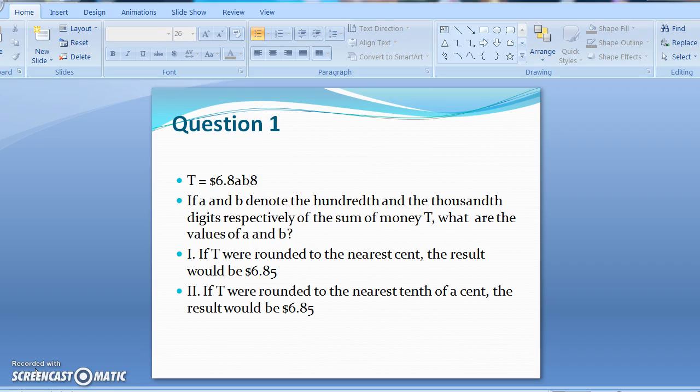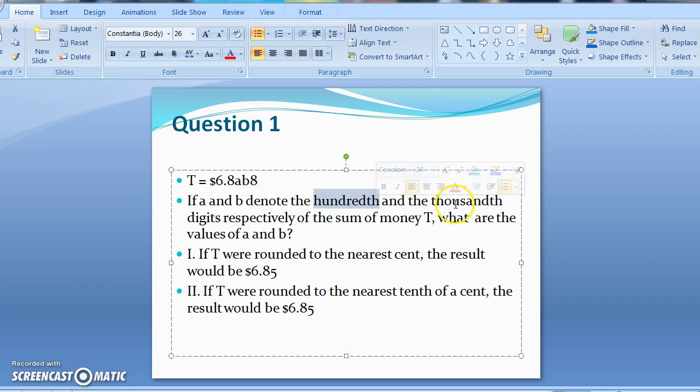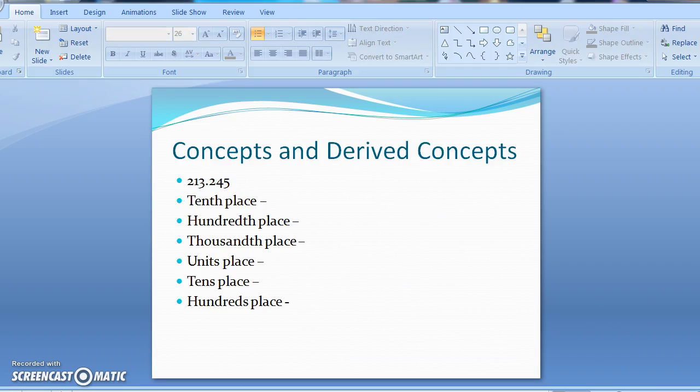Great. So now as you have seen, there are a lot of concepts involved in this question. You've got to know what is this hundredth digit, what is a thousandth digit, right? We've got to know what does this mean, rounding to the nearest cent. We've got to know what does rounding to the nearest tenth of a cent mean. So these are your concepts, and then we'll come to its application. But first let's just go through the basic concepts. So let's take a look at this and just refresh our memory.